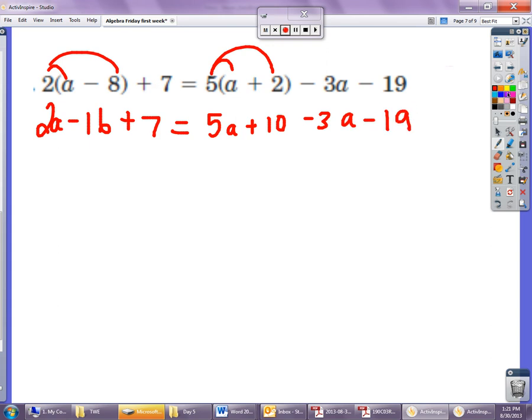So the next thing we're going to go ahead and do is we have a couple things. Before we start moving things over, we have things to combine on one side. Here are two numbers, negative 16 and positive 7. And when you combine them, you can get a negative 9. So I'm going to bring down my 2a right from there. Bring down my equal sign.